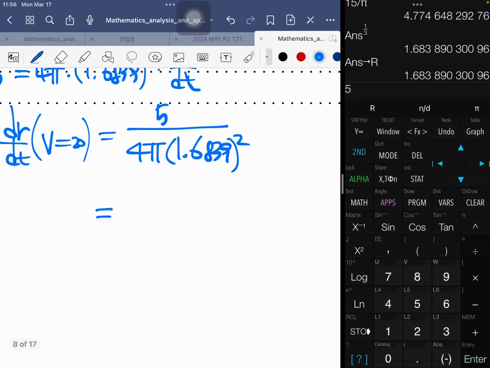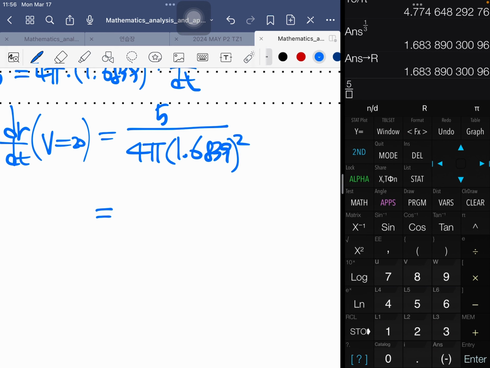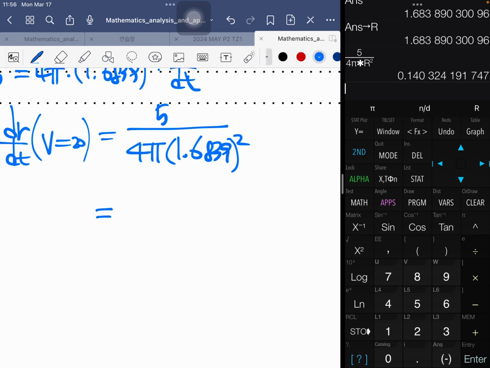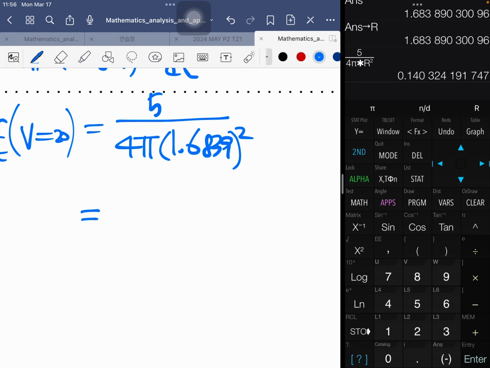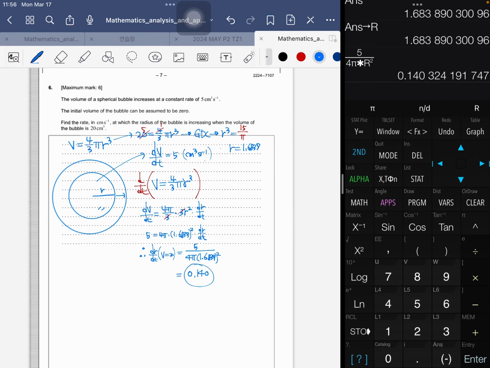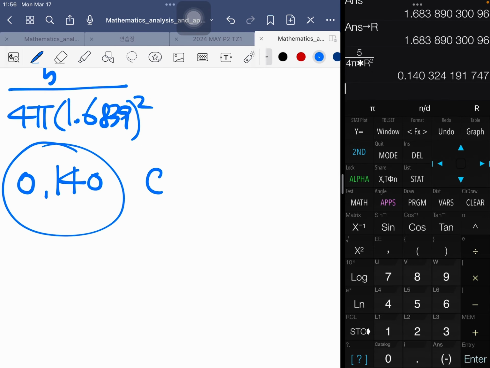Equals 5 over 4 pi times 1... No, we don't have to do this. We already have r, so large R squared. So the answer is going to be 0.140. This is the answer. The unit will be centimeter per second.